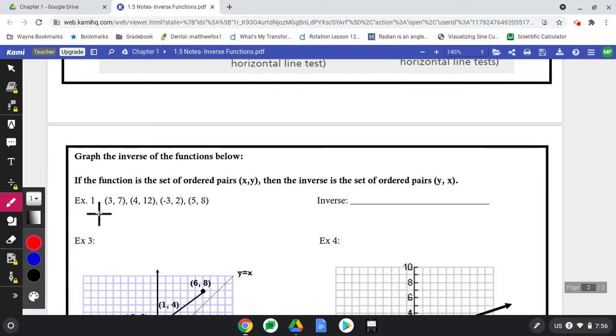So for our first example, we just have 4 points here. So if it's 3, 7, the inverse is going to be 7, 3. Inverse of 4, 12 is 12, 4. The inverse of -3, 2 is 2, -3. And finally, the inverse of 5, 8 becomes 8, 5. Okay, and there will be some patterns we'll notice about inverse that we'll talk about in a minute.